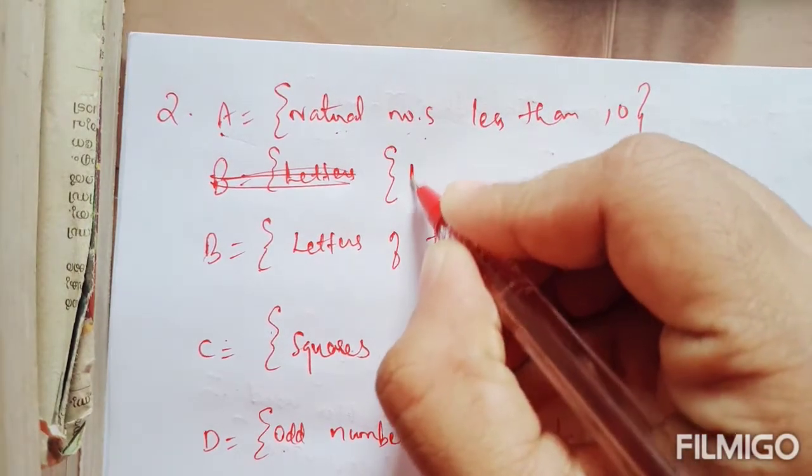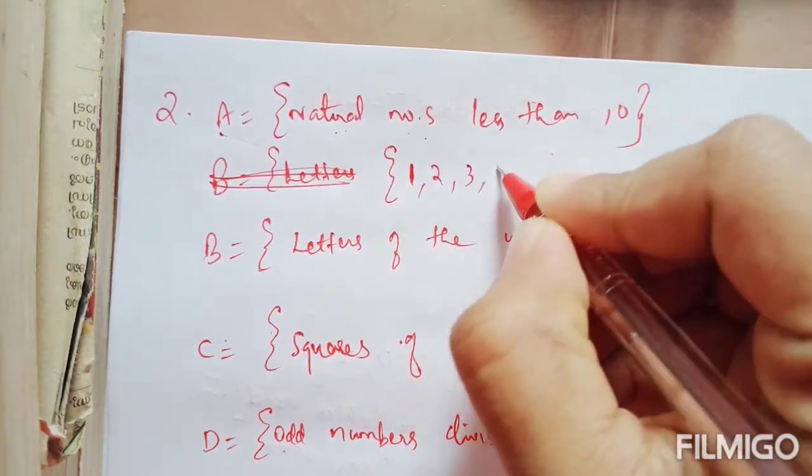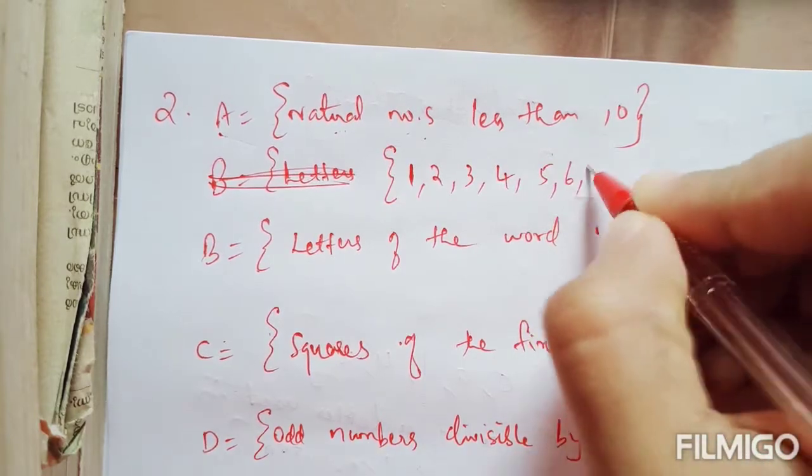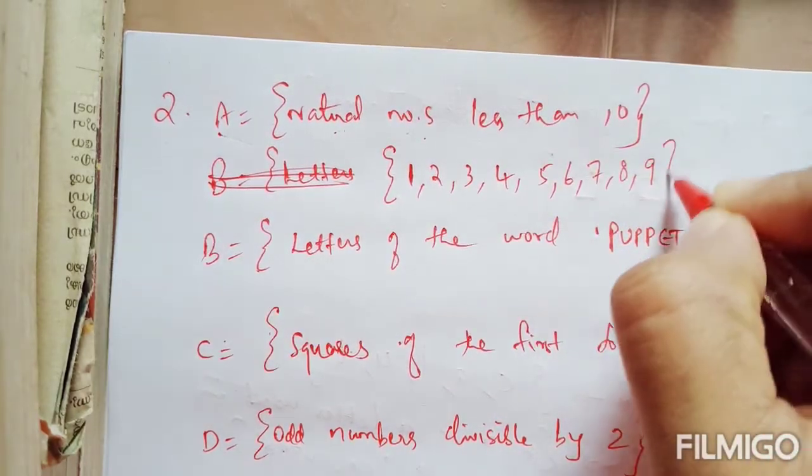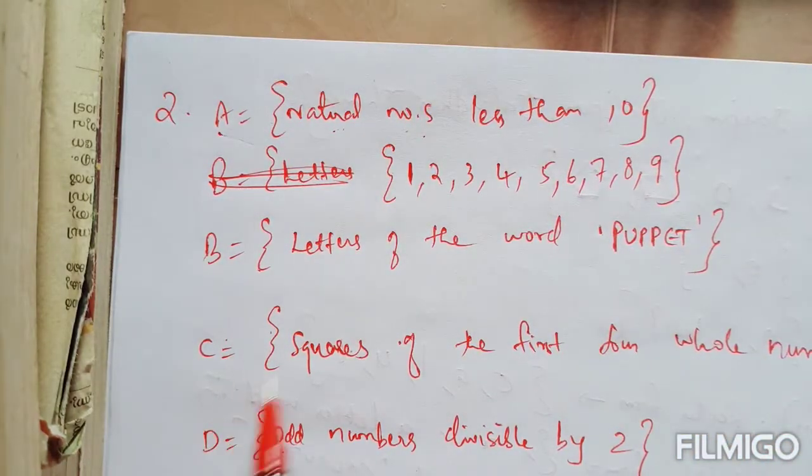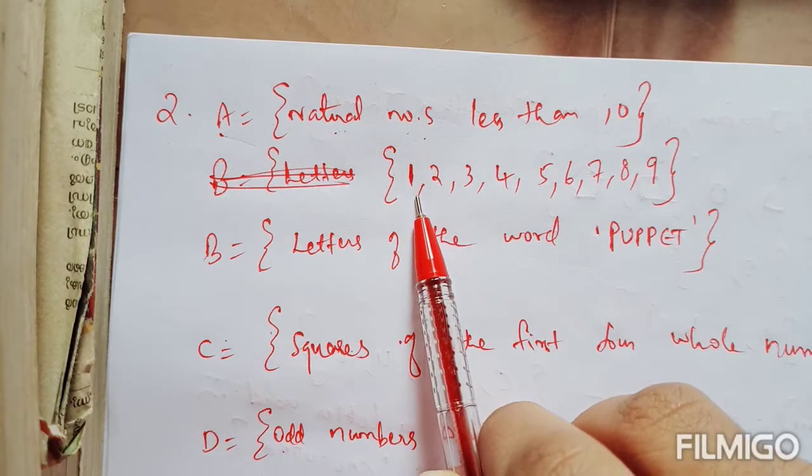Natural numbers less than 10. Natural number starts from 1. So 1, 2, 3, 4, 5, 6, 7, 8, 9. So these many numbers will come in set A.